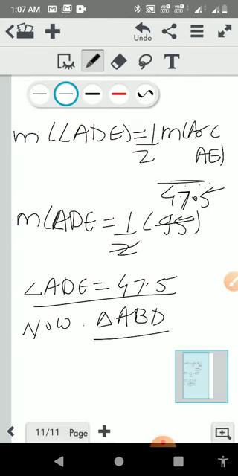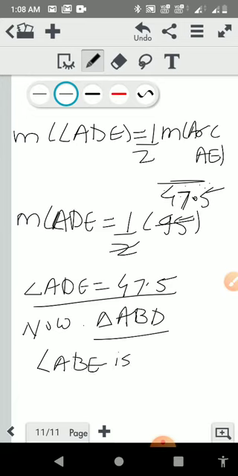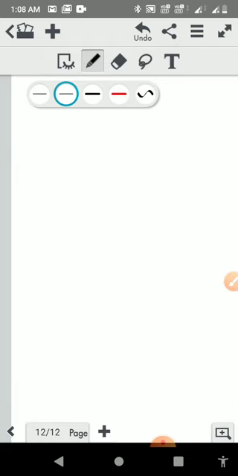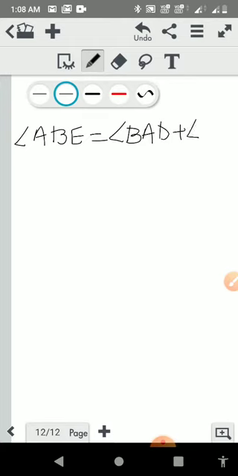So I just write down this equation. First I write angle ABE is the exterior angle. If it is the exterior angle of triangle ABD, then I can write angle ABE equals angle BAD plus angle ADB.